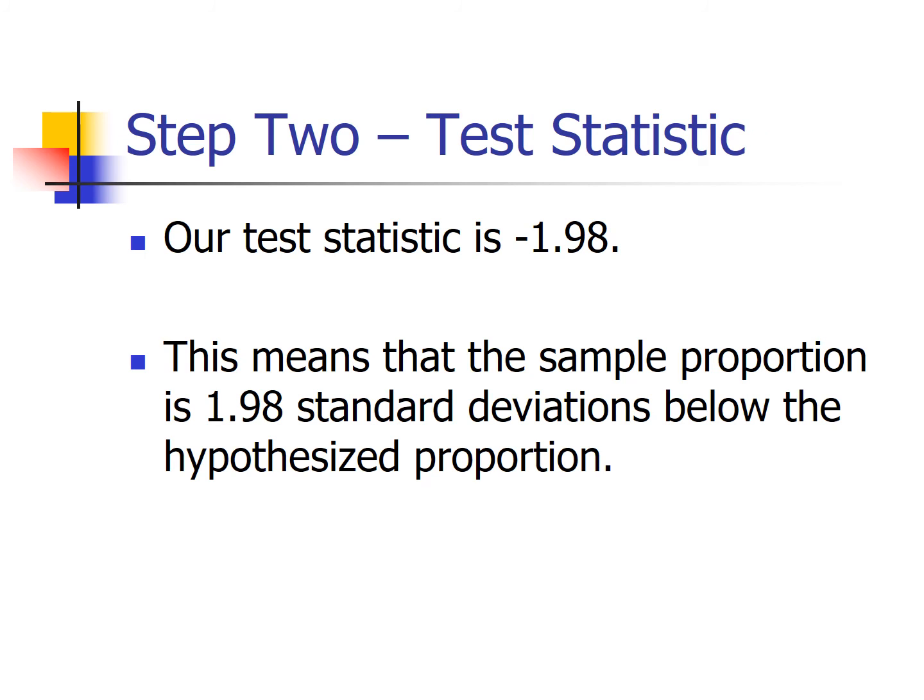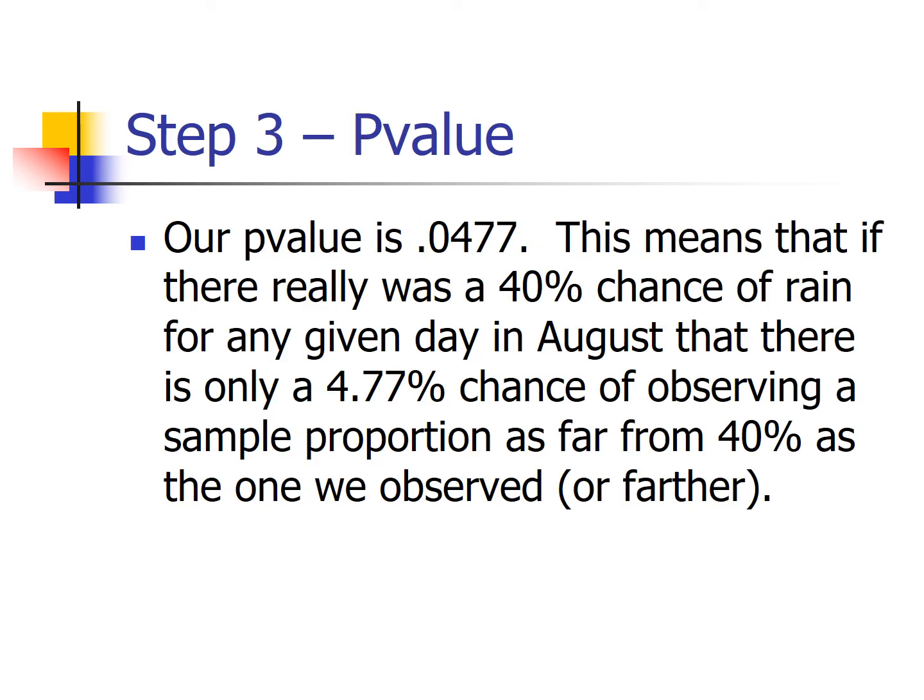We already got this from our calculator. Our test statistic is negative 1.98. That means that the sample proportion is 1.98 standard deviations below the hypothesized proportion. The p-value is 0.0477. This means that if there really was a 40% chance of rain for any given day in August, it's fairly unlikely, as only a 4.77% chance of observing a sample proportion as far from 40% as the 22.5% was, or further away.